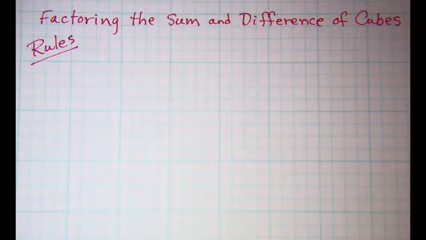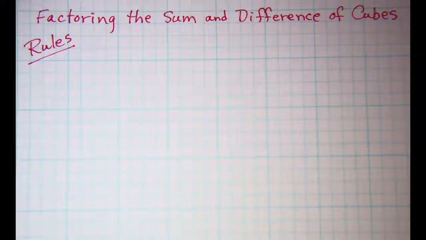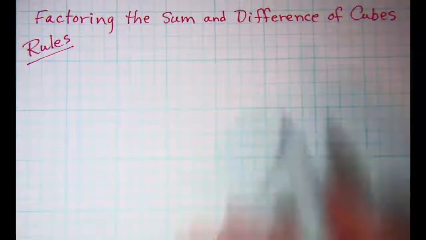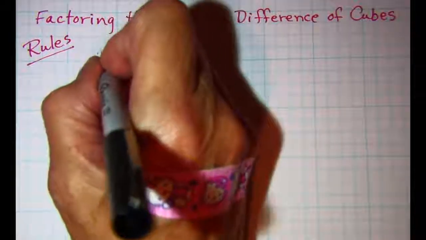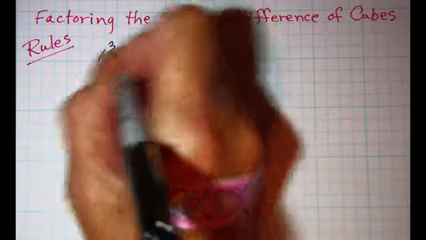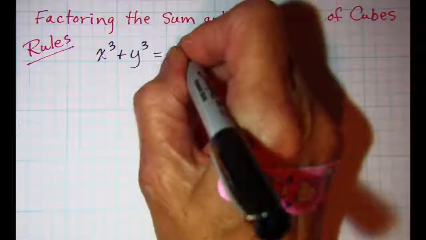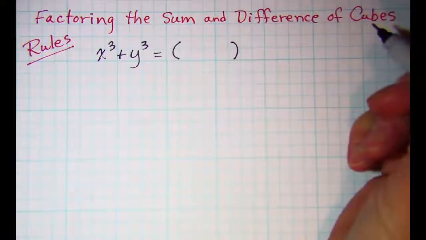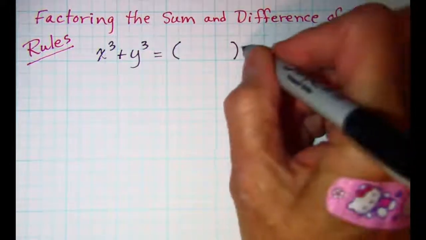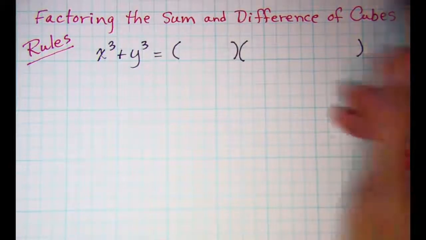In this video, we'll be factoring the sum and difference of cubes. Before we start with an example, let's look at the rules. If you have the sum of two cubes, that factors into a binomial, which is two terms, multiplied by a trinomial, which is three terms.